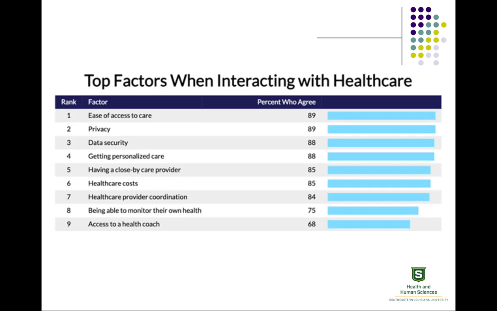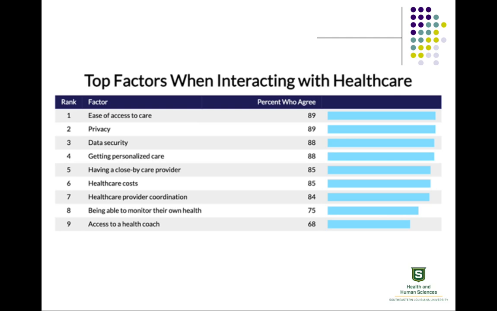This looked at the top factors that come into play when interacting with healthcare. You look at things like ease of access to care, how easy it is to get access. In a place like Hammond, where there is no bus system or train system, transportation becomes a challenge for people who don't have cars. That means ease of access to medical clinics may become a problem because of the lack of transportation.